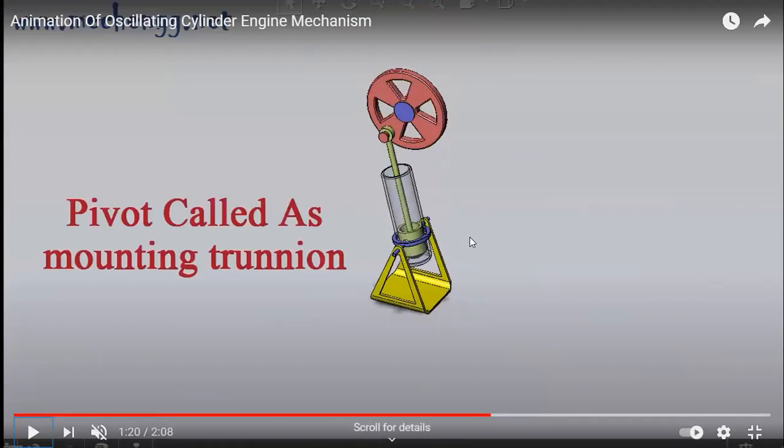So the pivot is called the mounting trunnion. So this is called the trunnion here, which is mounted. Mounted means fitted.